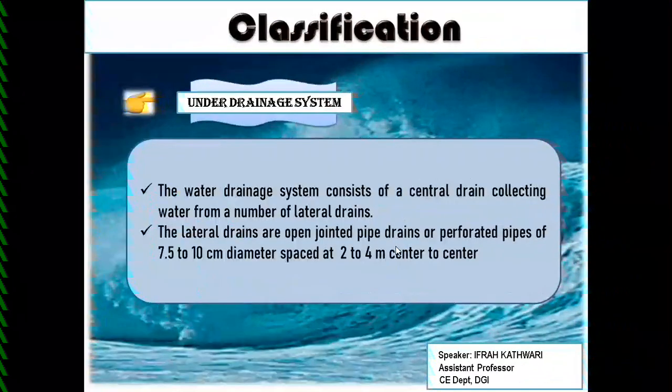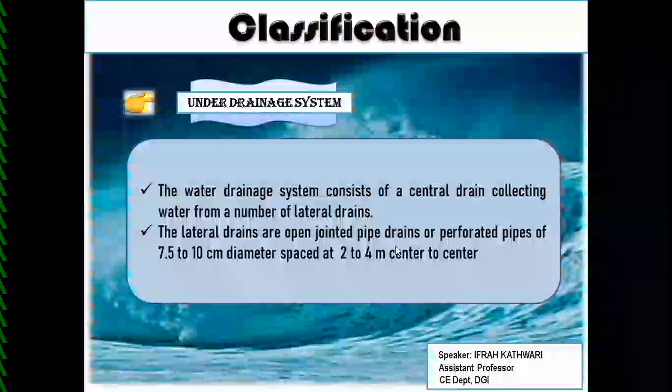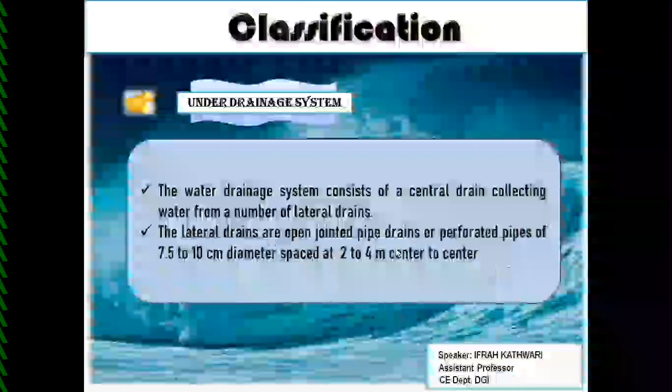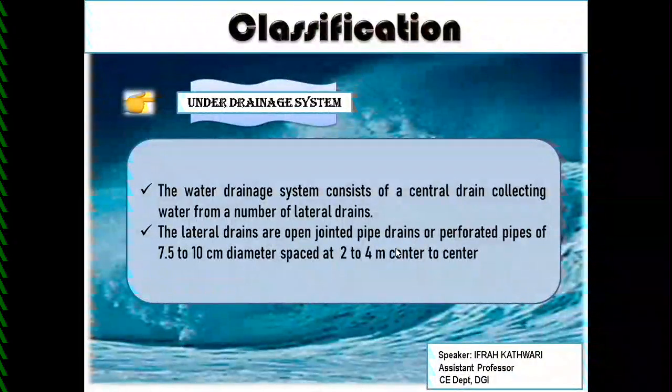Then there is the under drainage system, wherein the water is being drained out of the filter media. The drainage system consists of a central drain where we collect all the water from the connecting drains. So we have collecting drains, or we can say lateral drains, and we have central drains.